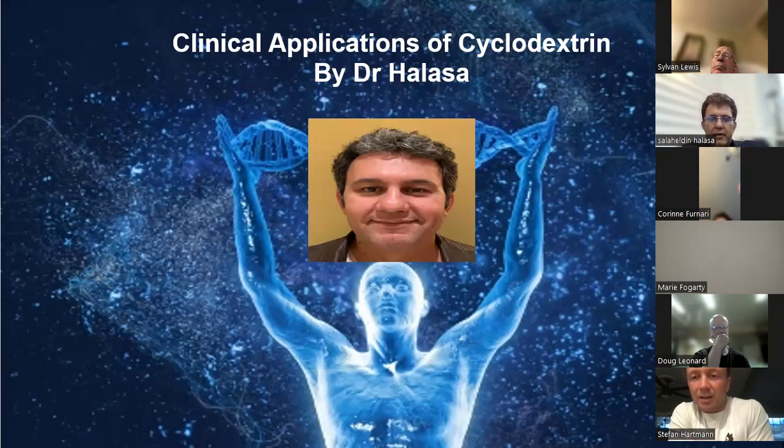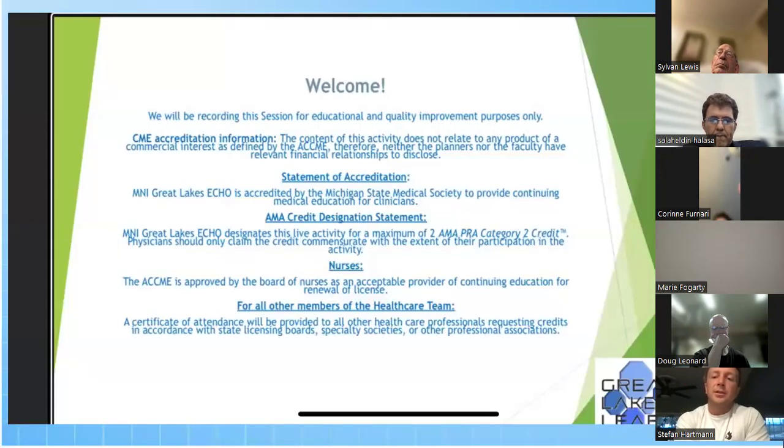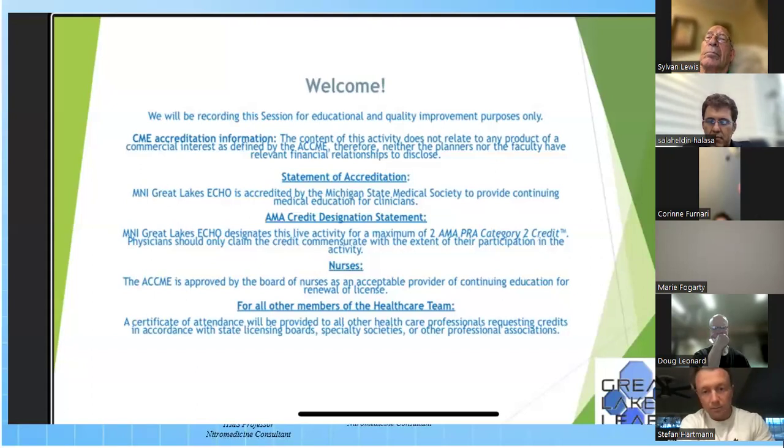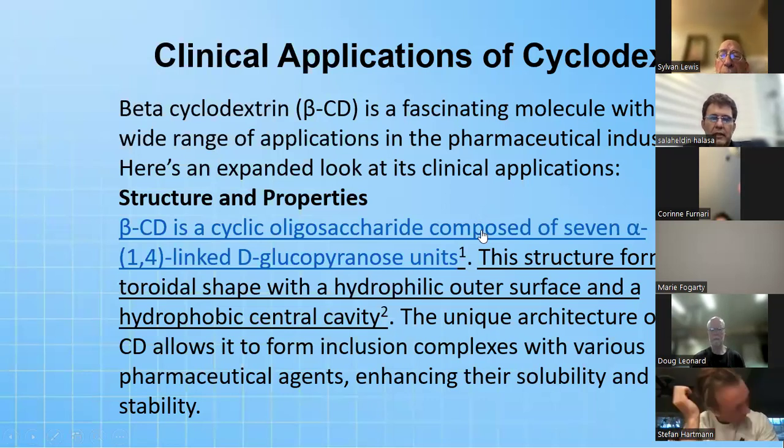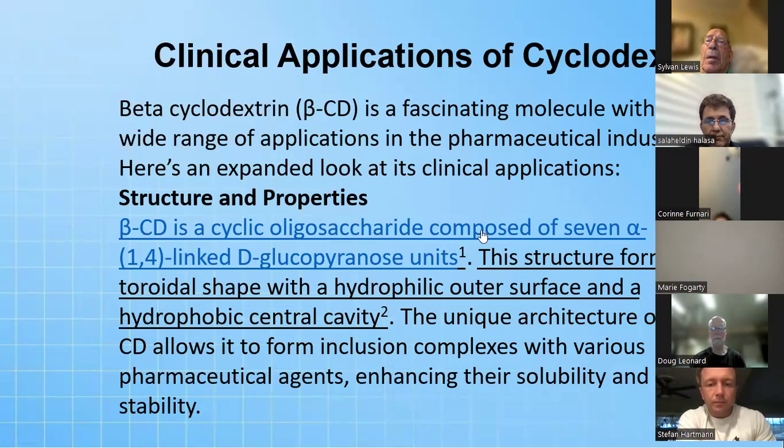So today we're going to talk about the clinical application of cyclodextrin. It's a 2-hour CME from the American Medical Association, Category 1. And so what is beta-cyclodextrin? It is a fascinating molecule with a wide range of applications in the pharmaceutical and clinical industry. Here's an expanded look at its clinical application. That's what we are going to talk about.